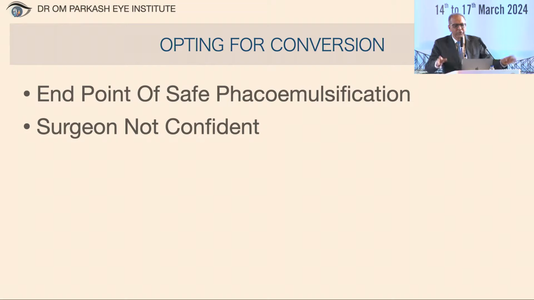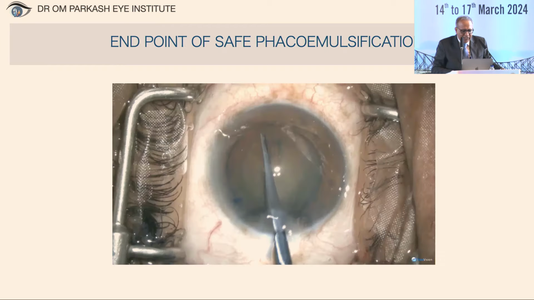So now the question is, what is the end point for conversion? The flap is fluttering, and we do not know how to go about it, and if we have to convert, when do we have to convert? So we should know what is the end point of safe phacoemulsification. And when the surgeon is not confident, because I've seen so many surgeons across the world, but luckily now surgeons across the world are following it. They believe that when there is an anterior capsular tear, just convert. Now let's go into it.